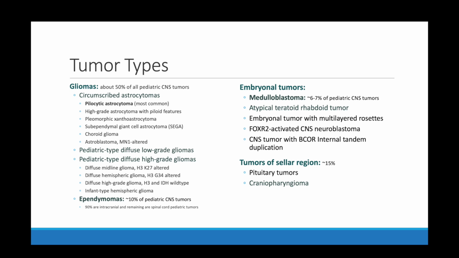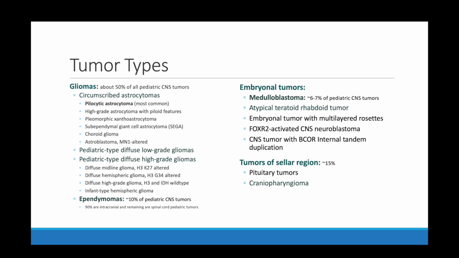For ependymomas, we think about it, but only if patients have spinal metastases. We don't routinely offer prophylactic CSI, but for medulloblastoma, we actually do. Other embryonal tumors, so atypical teratoid rhabdoid tumor is one that comes up, and there are a couple of other subtypes that are listed there.